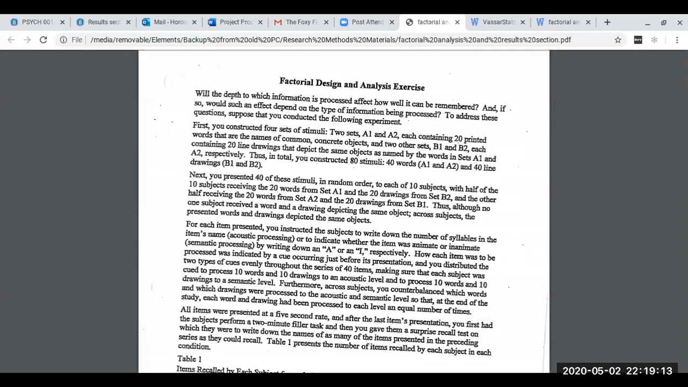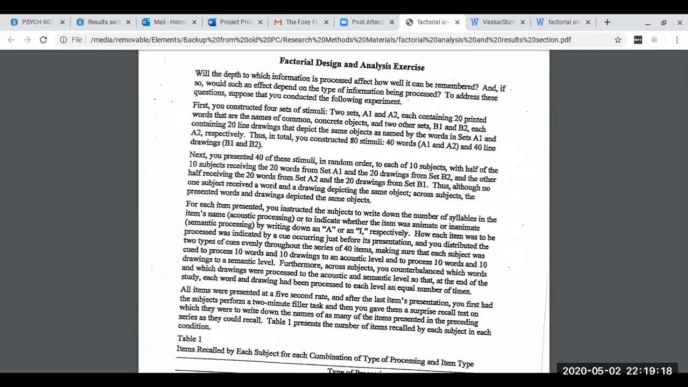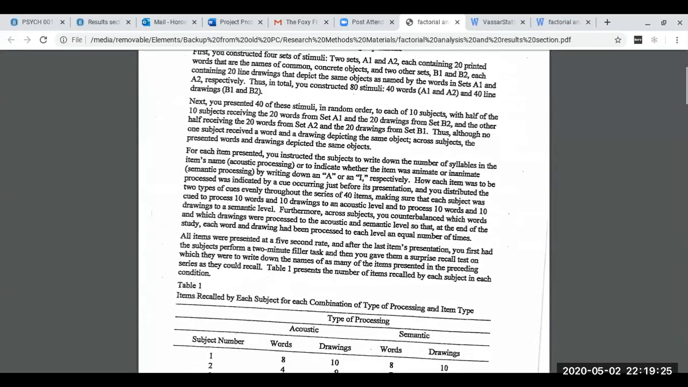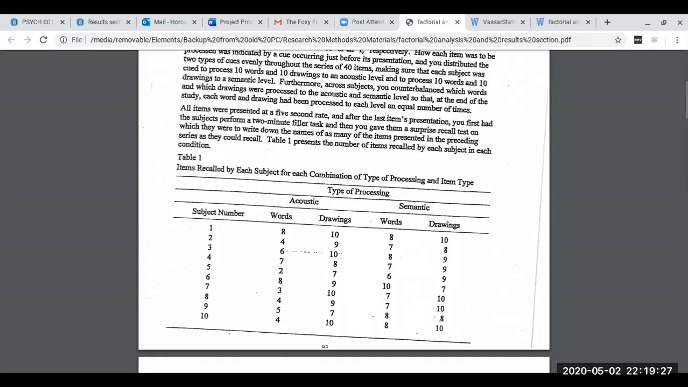Table 1, remember a table is the one that has all the numbers. So Table 1 presents the number of items recalled by each subject in each condition. So we're going to have 4 basic cells, right? In a 2x2 design, we're going to have 2 levels of one IV and 2 levels of another IV. And just like the homework in chapter 12, you have two levels of type of processing.